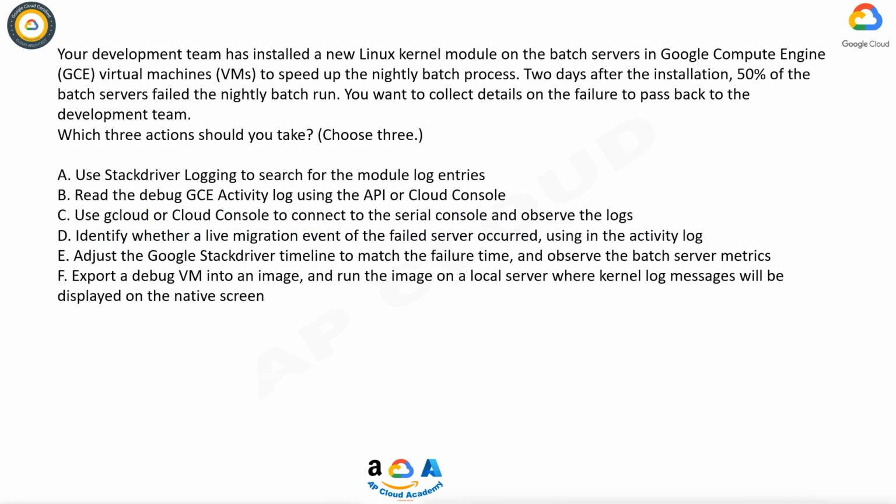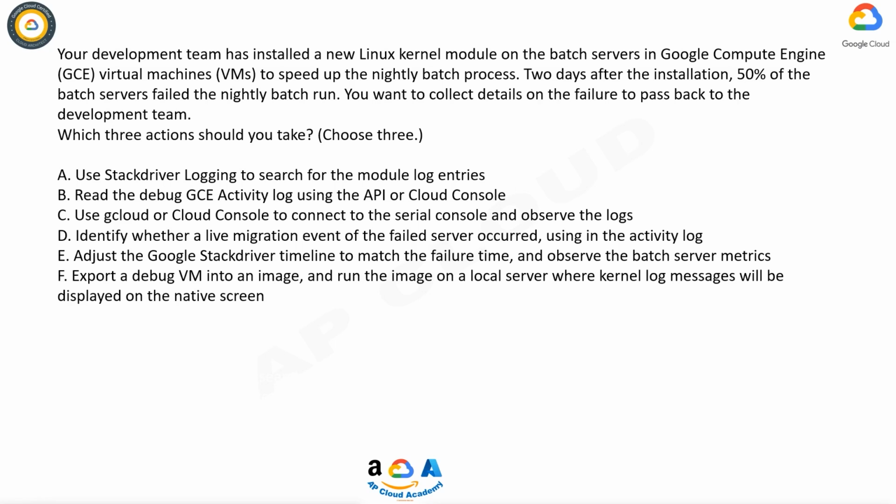Your development team has installed a new Linux kernel module on the batch servers in Google Compute Engine, GCE, virtual machines, VMs, to speed up the nightly batch process. 2 days after the installation, 50% of the batch servers failed the nightly batch run. You want to collect details on the failure to pass back to the development team. Which 3 actions should you take?